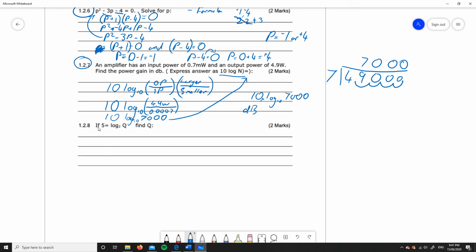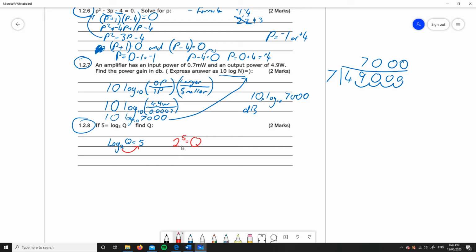Okay, so moving on to 12.8, which is our second log question in this formative exam. So what we're looking at here is log 2 of q equals 5. An easy way to remember is the snail. So 2 to the power of 5 equals x, or q in this example.